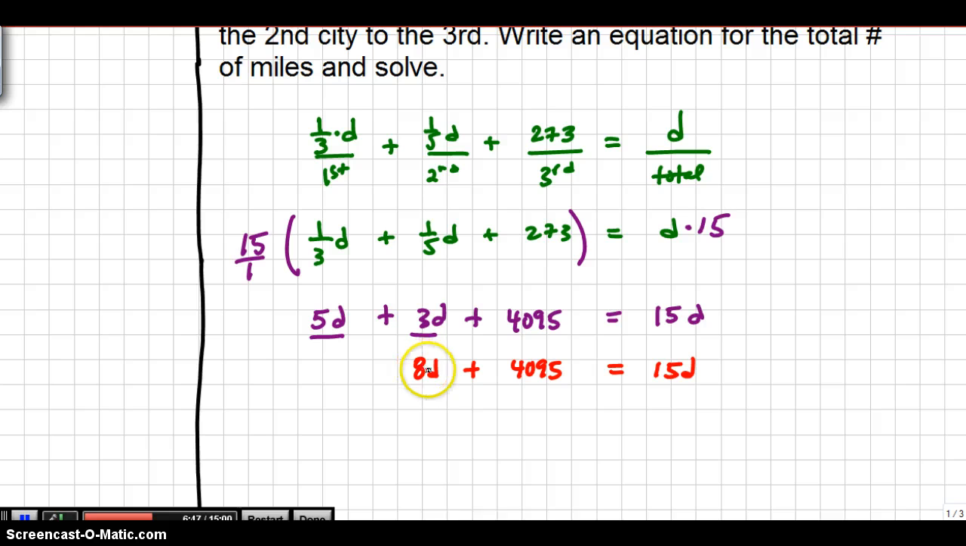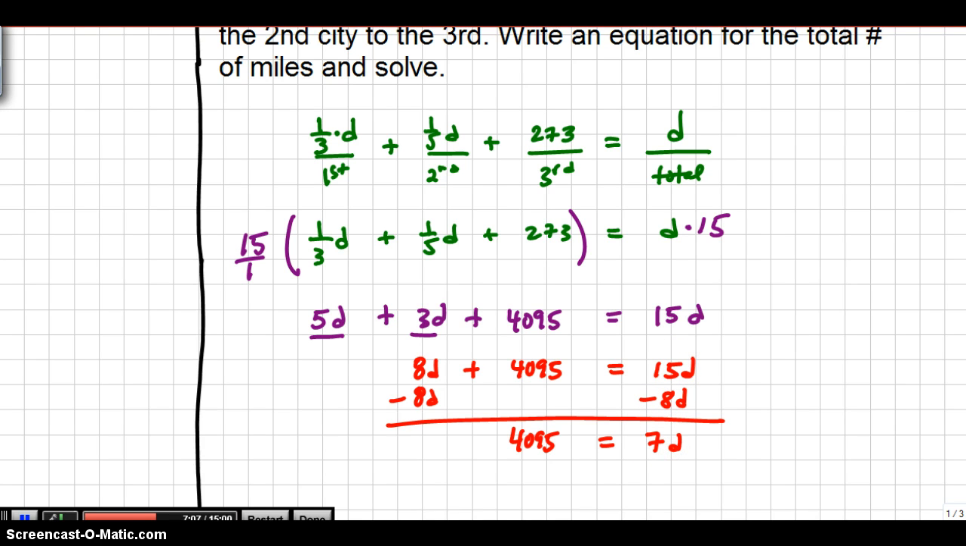So the 8 and the D are going to travel together. They are being added currently, so we're going to take them away to get them to move to the other side. The 4095 drops straight down, and over here we're simply going to add the numbers together. The D's do not drop because we're simply doing 15 minus 8.